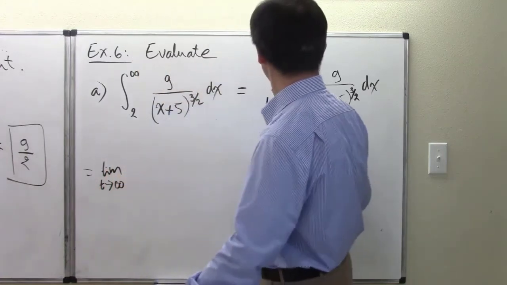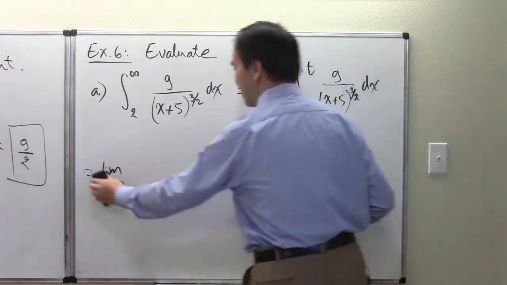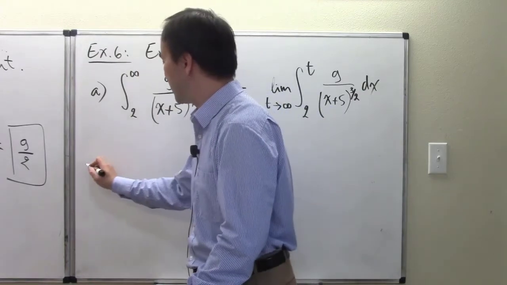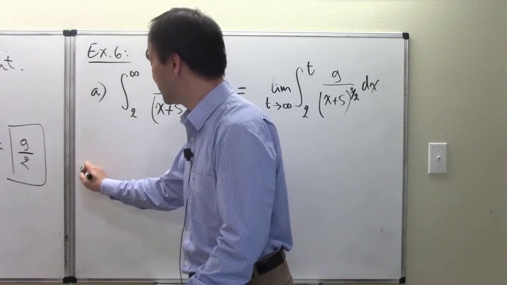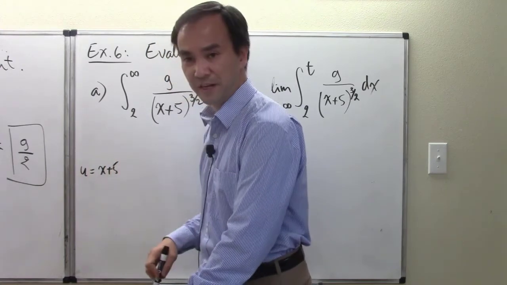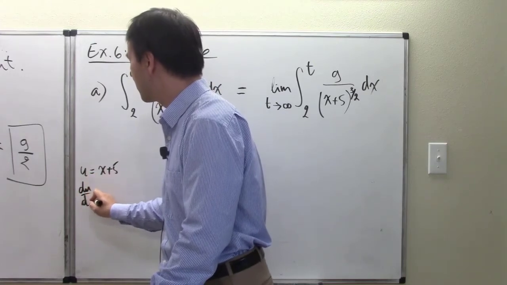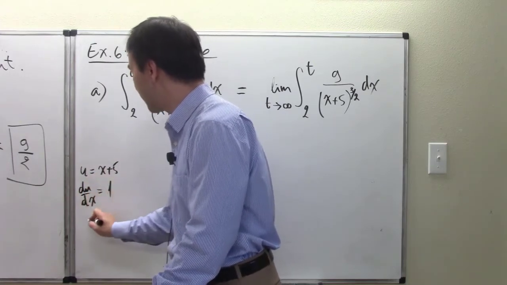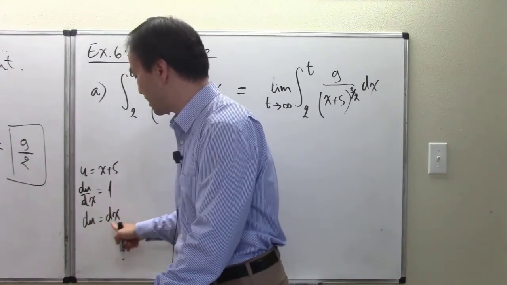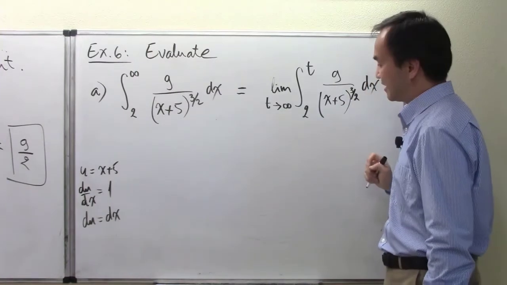Okay, but now I'm going to do a little bit of a u substitution. So let me do a little substitution here. I'm going to substitute u for x plus 5. Okay, and so that means du/dx is going to equal 1, and that means our du equals dx. So this will later become a good substitution for our dx expression in the current integral here.